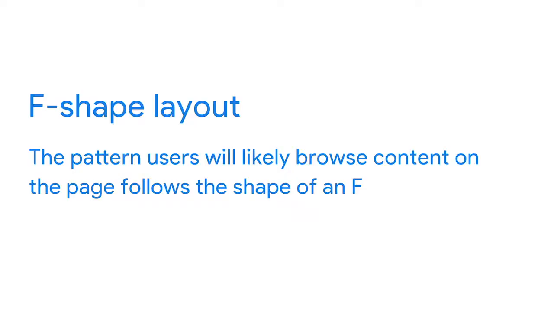Two common types of asymmetrical layouts are F-shape and Z-shape. These layouts get their names from the path that the user's eyes usually follow across the page. F-shape layouts mean that the pattern users will likely browse content on the page follows the shape of an F.